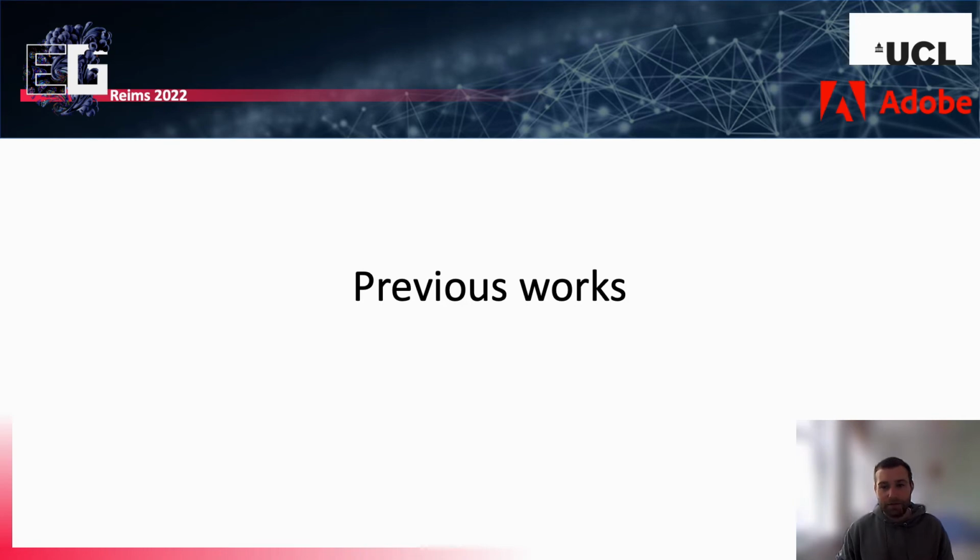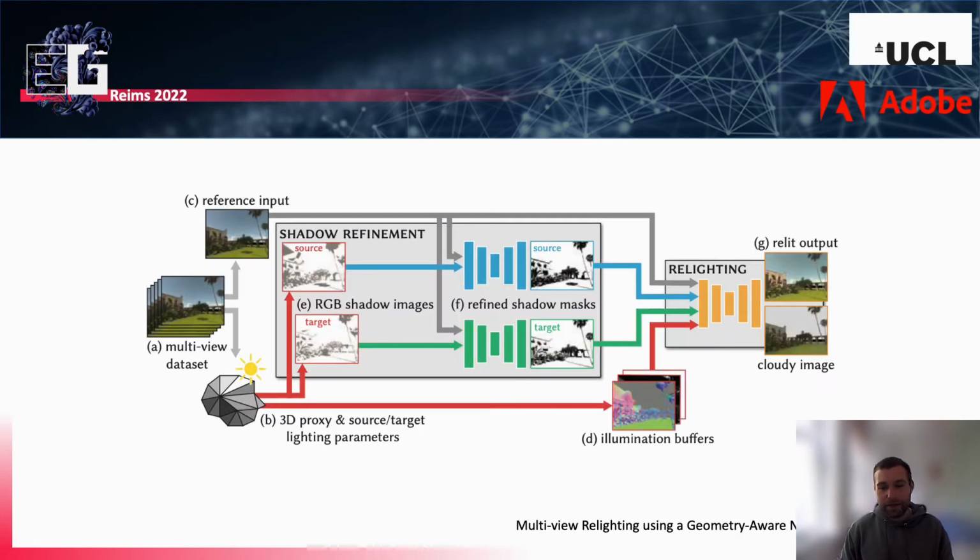We'll now look at some of the previous works. The current state of the art is by Philip et al. One of the key things that they use is a 3D proxy geometry, which is created using multi-view input. Once you have a 3D proxy geometry, given a sun position and a pixel, you can trace in 3D to see if that pixel intersects with any geometry and therefore determine if it's in the shadow or not.